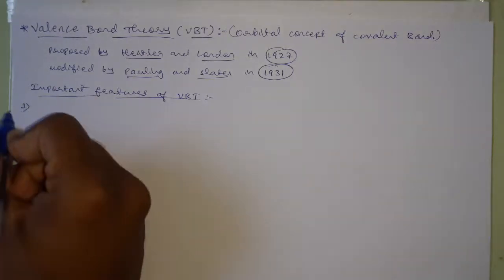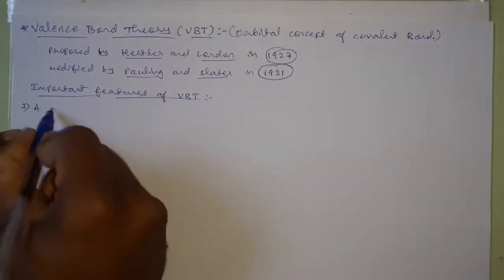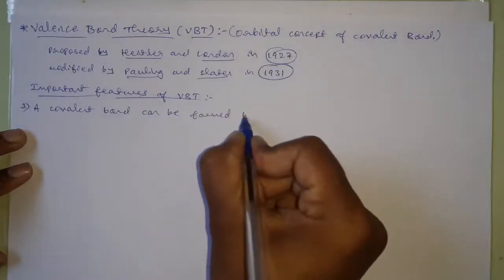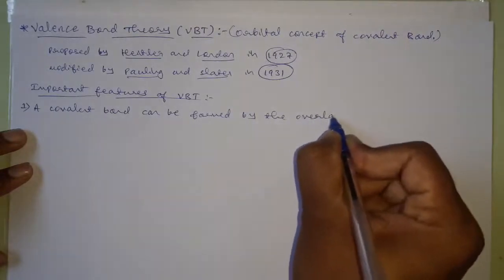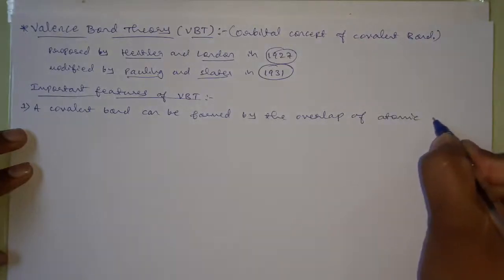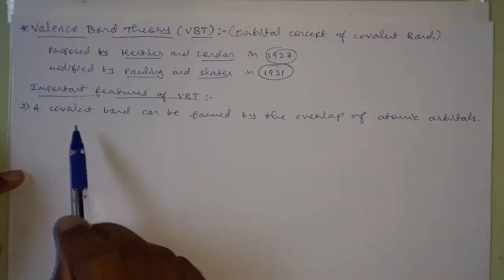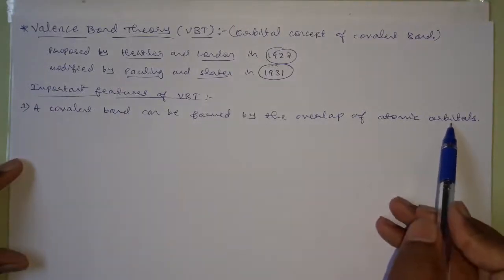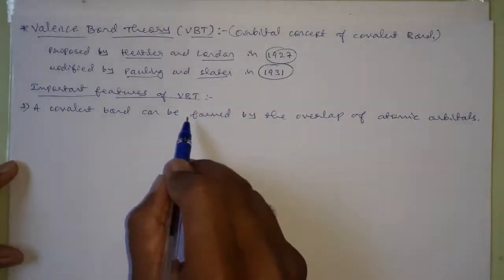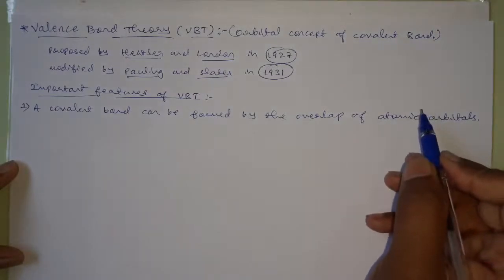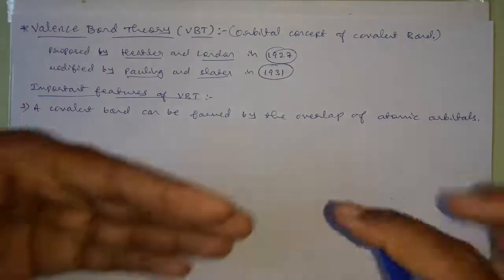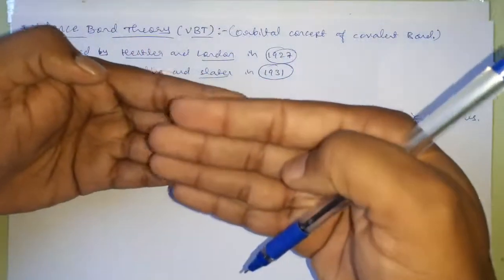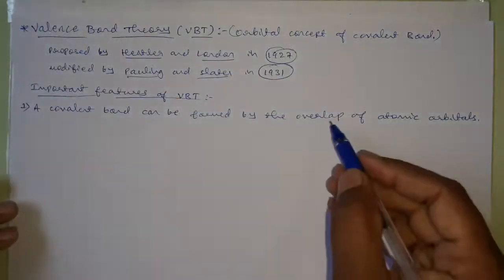The first postulate, or important feature, of this valence bond theory is that a covalent bond can be formed by the overlap of atomic orbitals of the combining atoms. To form a covalent bond, the atomic orbitals of the combining atoms overlap each other. Overlapping means they are sharing an equal space. This hand is overlapping on this hand, means these two hands are sharing equal space. It is called overlapping.